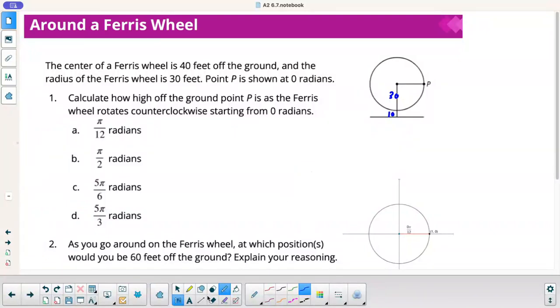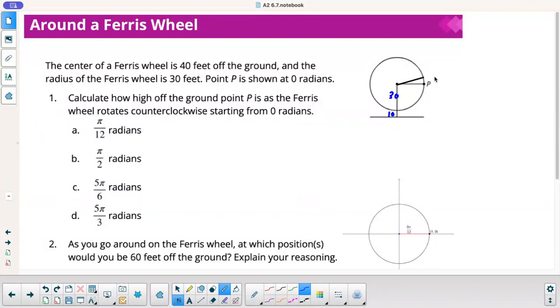pi over 12 radians. So pi over 12 would be like, I took my half circle here and I divided it into 12 equal slices for this half. So pi over 12 is going to be like something like that. I got to fit 6 of them into this 90 degree and another 6 slices into this 90 degree for 12 total in a semicircle.